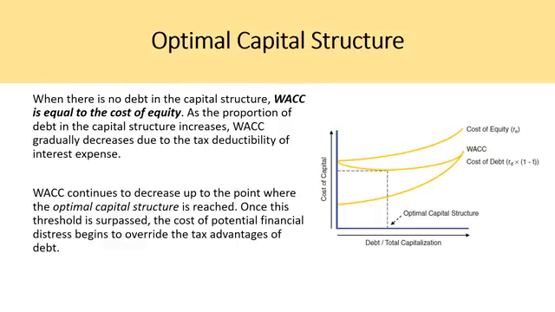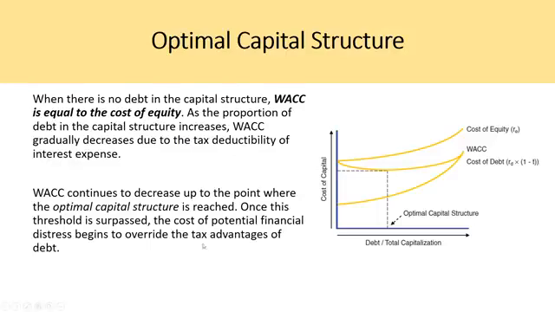As the proportion of debt in the capital structure increases, WACC gradually decreases due to the tax deductibility of the interest expense related to debt. So WACC continues to decrease up to the point where the optimal capital structure is reached. Once this threshold is surpassed, the cost of potential financial distress begins to override the tax advantages of debt.